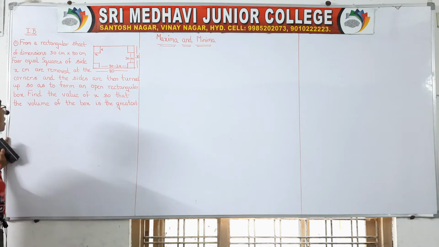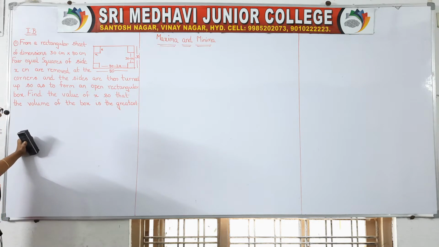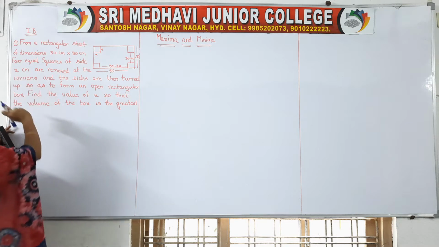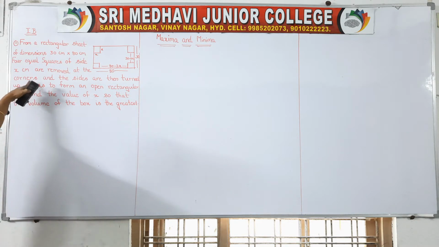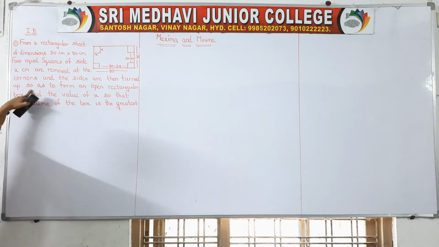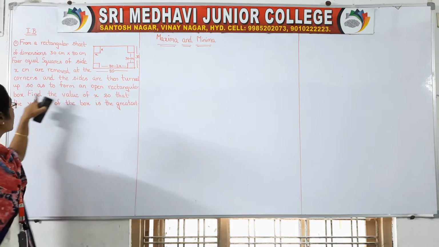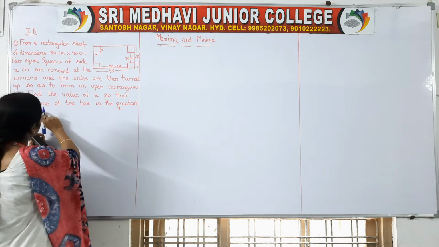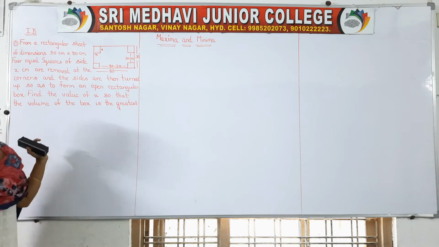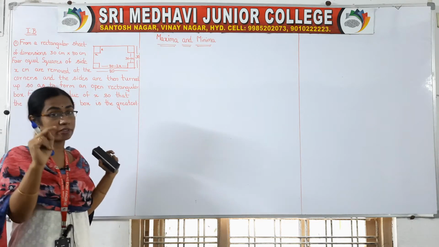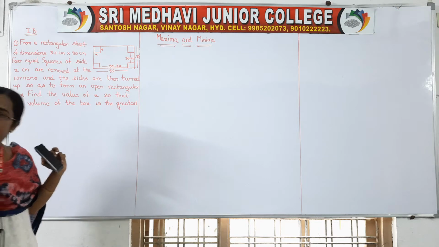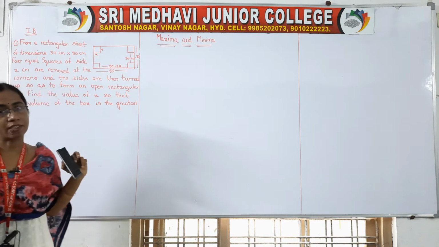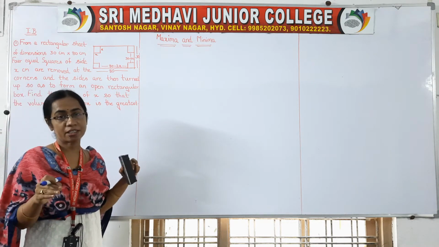From a rectangular sheet of dimensions 30 centimeters by 80 centimeters, 4 equal squares of side x centimeters are removed at the corners and the sides are then turned up so as to form an open rectangular box. Find the value of x so that the volume of the box is greatest. Greatest means maximum, least means minimum, right? Instead of maximum we can say greatest, instead of minimum we can say least also.